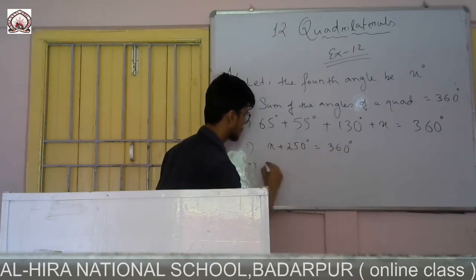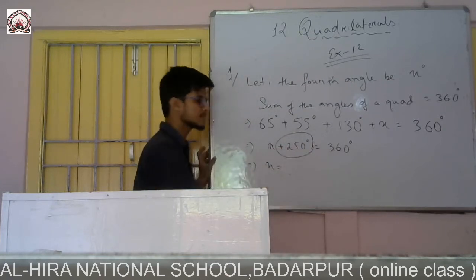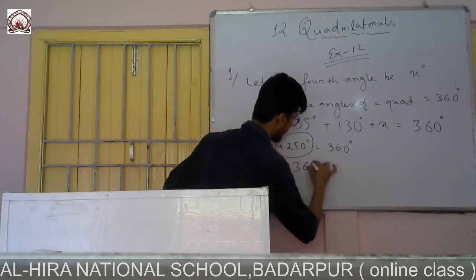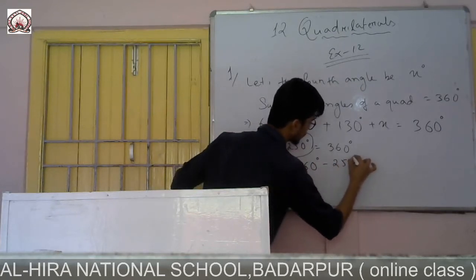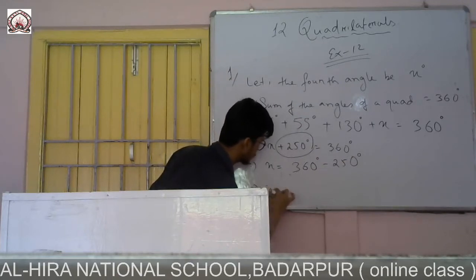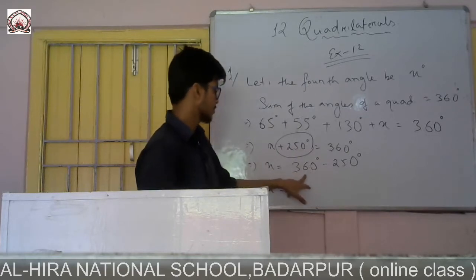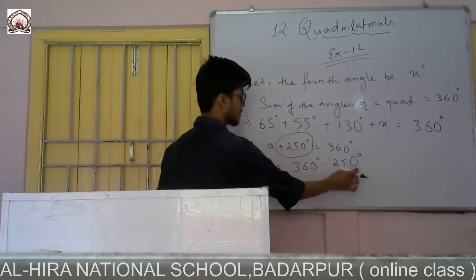So now I will transpose this one. If I change the side, the plus 250 becomes minus 250. So if I solve this one, x will be equal to 360 minus 250.